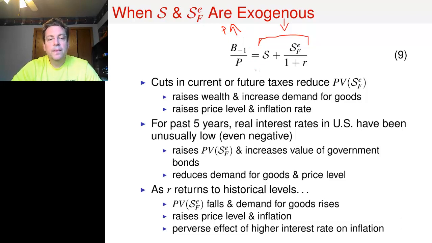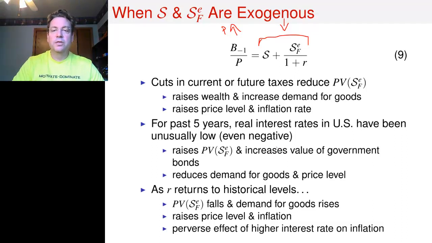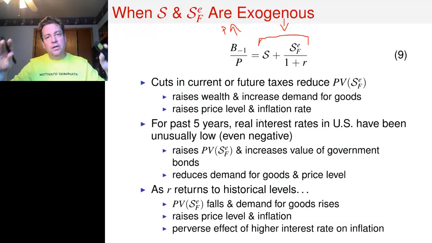For the past 5 years, real interest rates in the United States have been extraordinarily low. In fact, they've even been negative at times. What that does is it raises the present value of these future surpluses. And that increases the value of government bonds. People then want to substitute out of goods and into government bonds. So that reduces the aggregate demand for goods today, and that then drives down the price level today.